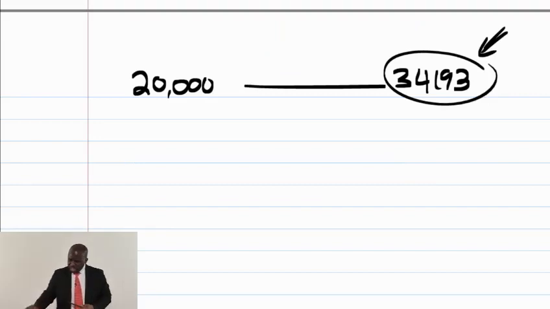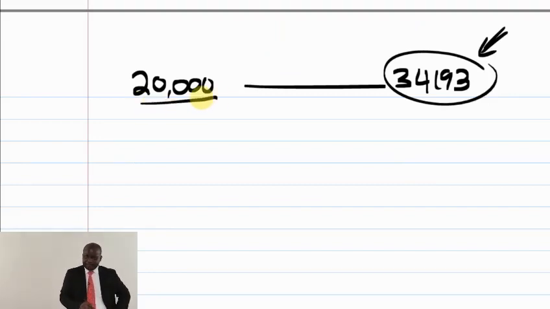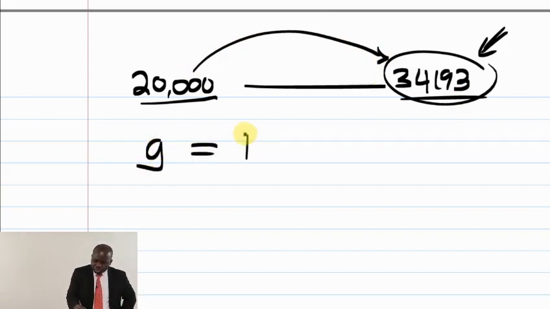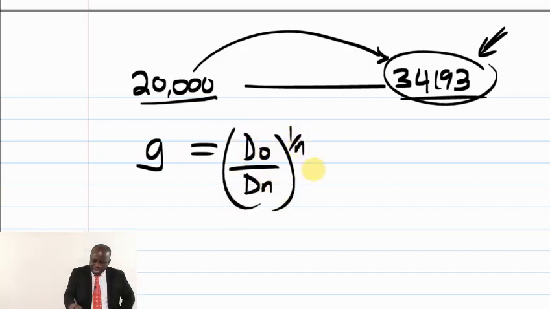Okay? So if it is 20,000, and then you were able to get 34,193 after, it means your investment has grown to that. And that growth is what is called your return. And everybody knows how to calculate growth rate. G is equal to (Dn over D0) to the power 1 over n, minus 1.